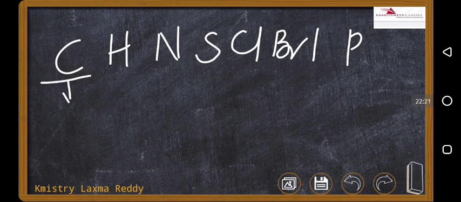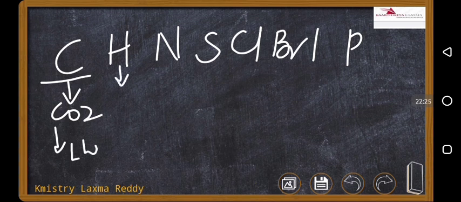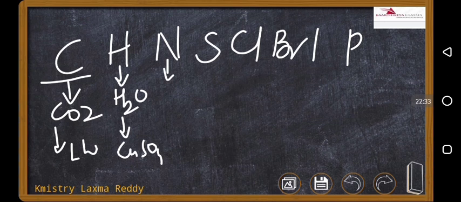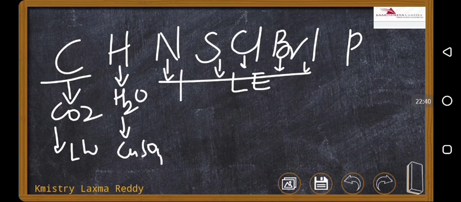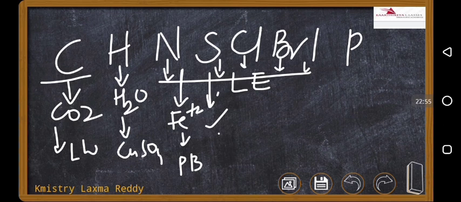You see, carbon converted to carbon dioxide, lime water test. Hydrogen converted to water, copper sulfate test. Nitrogen, sulfur, chlorine, bromine, iodine, all are taken from Lassaigne's extract, and that Lassaigne's extract is treated with ferrous sulfate, Fe2+ I am writing, from that Prussian blue color you are getting. For sulfide case, Na2S will be there after adding lead acetate and sodium nitroprusside. Both tests you can take here.